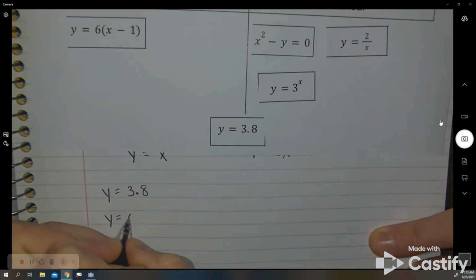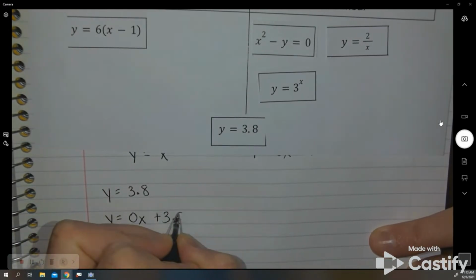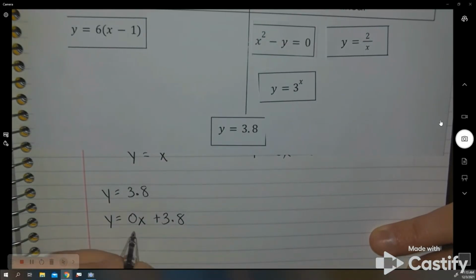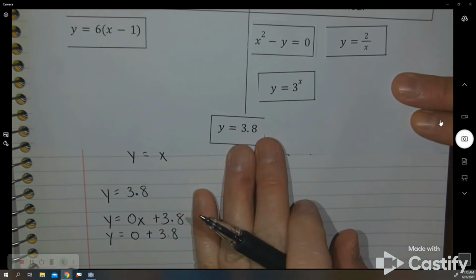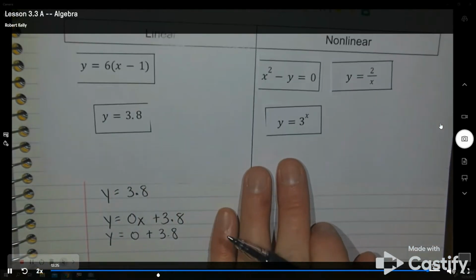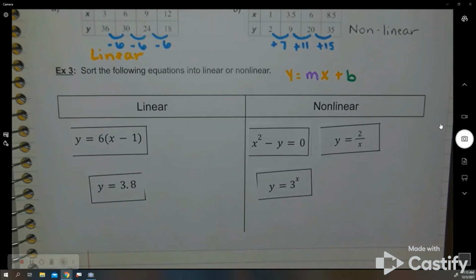If I had y equals 0 times x plus 3.8, 0 times x is 0. 0 plus 3.8 is 3.8, just like we had up at the top here. So this, even though it looks a little bit different, is still linear. If you have y equals just a plain old number, then yes, it is a linear equation.